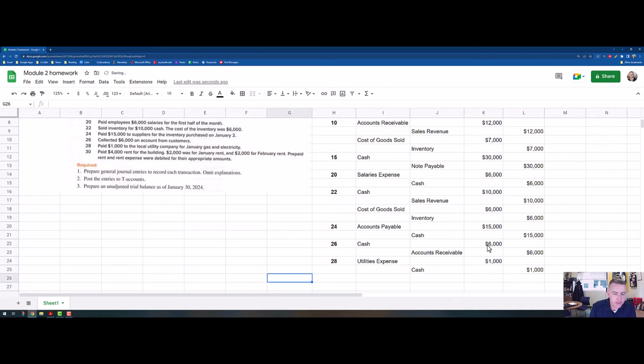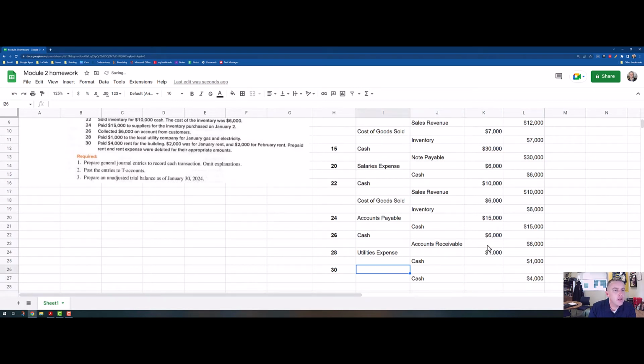All right, and then on the 30th, last one. Paid $4,000 rent for the building. So we're definitely crediting cash here. We paid $4,000. $2,000 was for January rent, and $2,000 was for February. So half of this $4,000 payment is for next month. So we are going to have two debits here. The first is to rent expense.